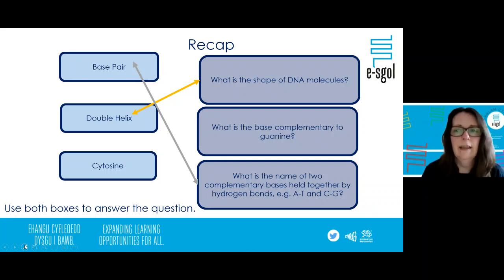The shape of the DNA molecule is called a double helix. That is an exam question that I've seen in the past, so make sure that you remember that terminology, double helix. And then thirdly, the base complementary to guanine is cytosine.